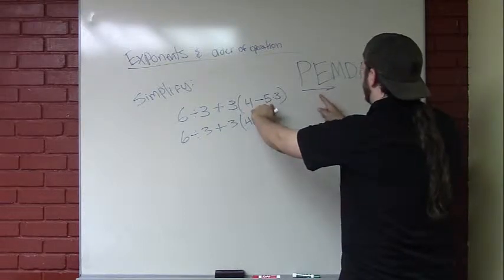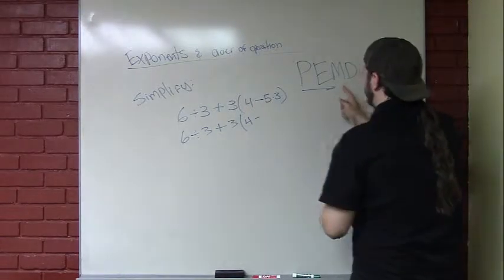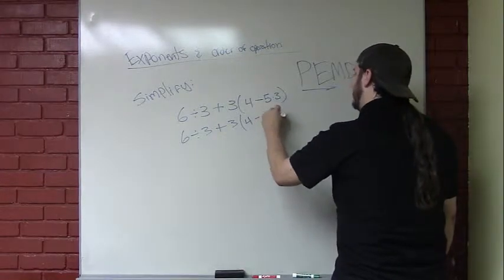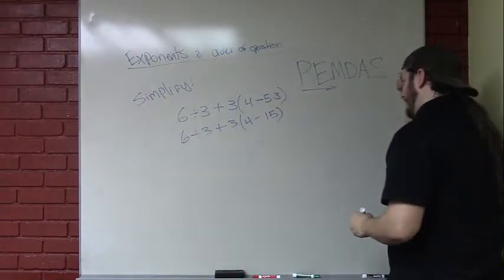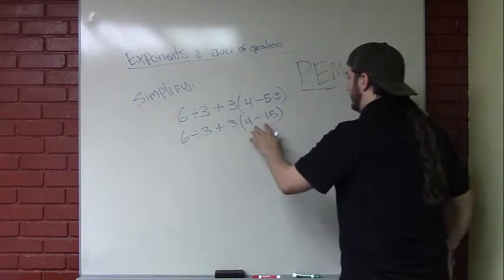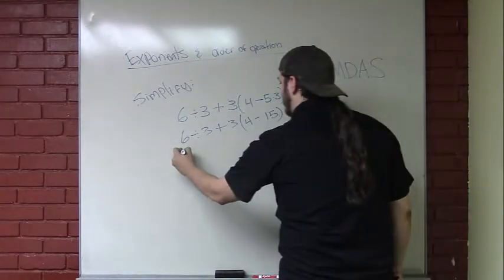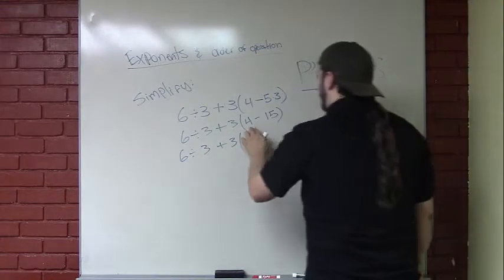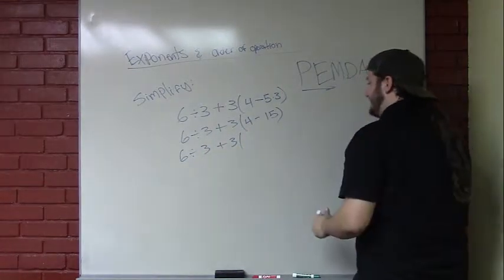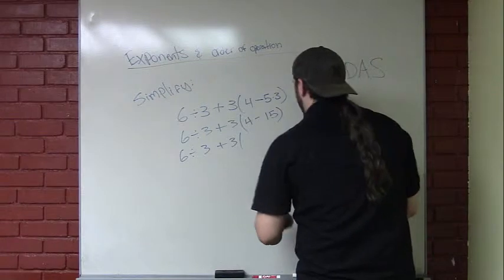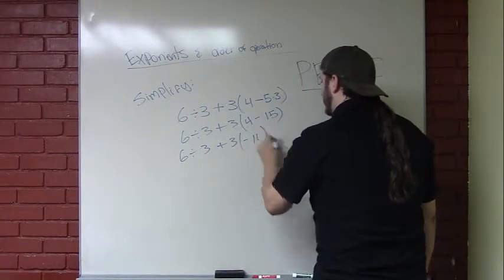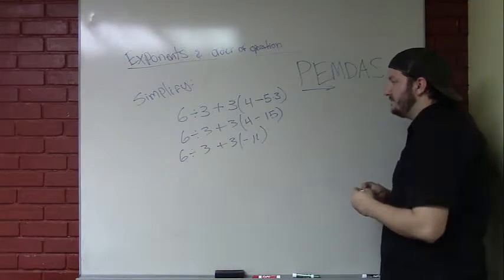So there's no exponents in here, so we got to do the multiplication first. 5 times 3 is 15, okay? So we still got some stuff to do in this parentheses. So we just keep on copying this stuff down. 4 minus 15, okay? What is that? Well, it's going to be negative 11, okay?